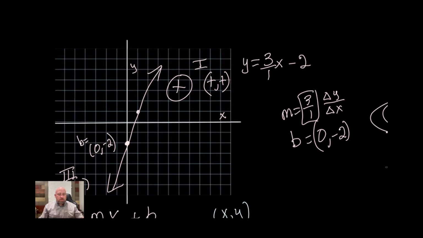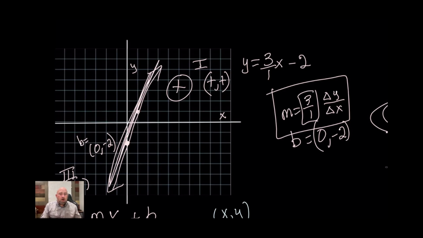So we started with writing our slope and our y-intercept, and then we actually graphed our y-intercept, and then we counted our change in y and our change in x, and then we drew our line.